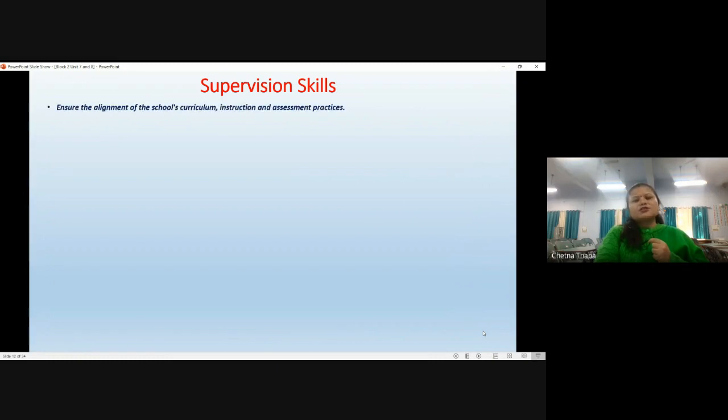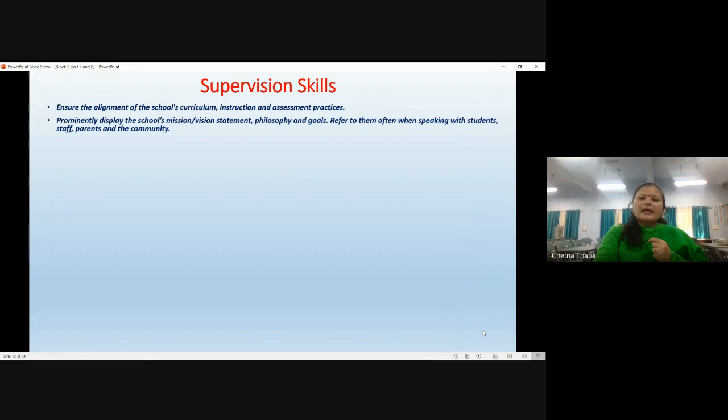You should ensure that there is an alignment of the school curriculum, the instruction, and the assessment practices. These should be done in a proper and appropriate manner. Then you should prominently display your school's mission, vision statement, philosophy, and goals. And you should always refer to them whenever you are speaking with your students, the staff, the parents, and all the stakeholders of the education.